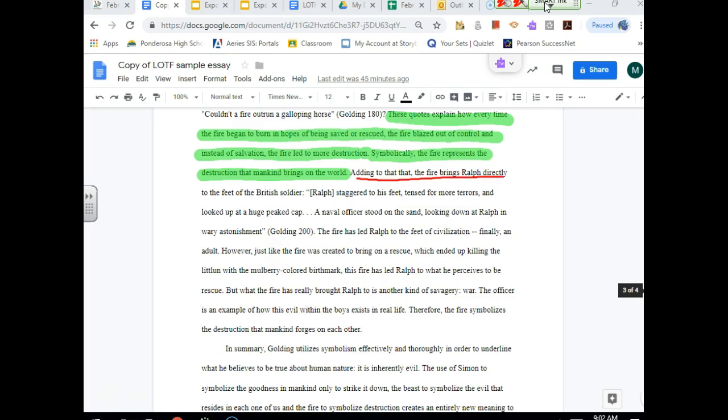Adding to that, the fire brings Ralph directly to the feet of the British soldier. Ralph staggered to his feet, tensed for more errors, and looked up at a huge peaked cap. A naval officer stood on the sand, looking down at Ralph in weary astonishment.